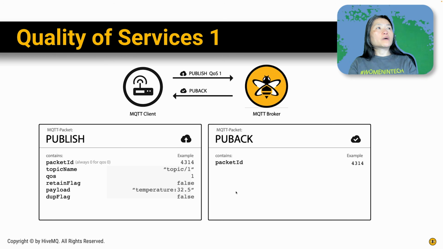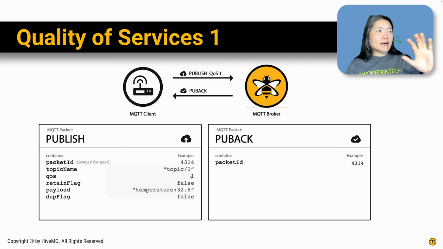Now going to QoS 1, this is a pair of publish and then a publish acknowledgement from the broker. As you can see at the packet level, the difference is that the QoS level has to be 1, so you do need to indicate your packet ID. If the broker gets it, it will send back a packet that indicates, okay, I acknowledge it, and this is the packet ID. So then the publishing side knows that the broker got it, so I don't need to worry about it.